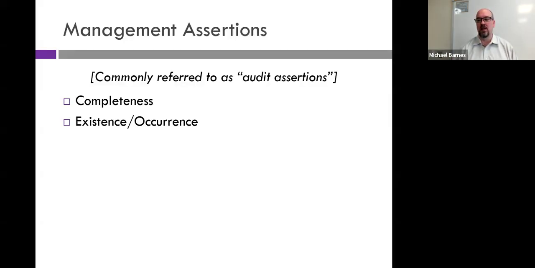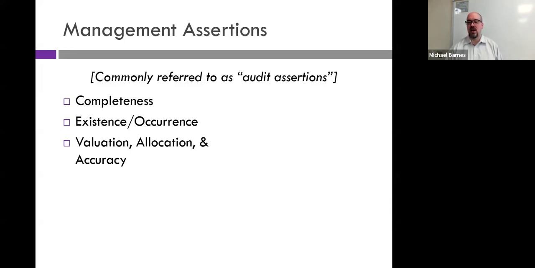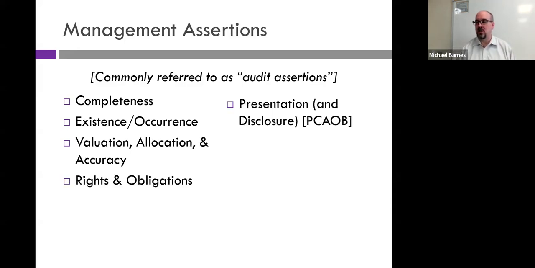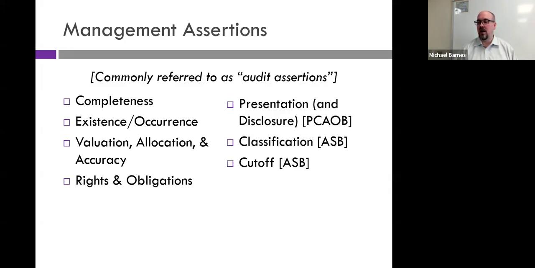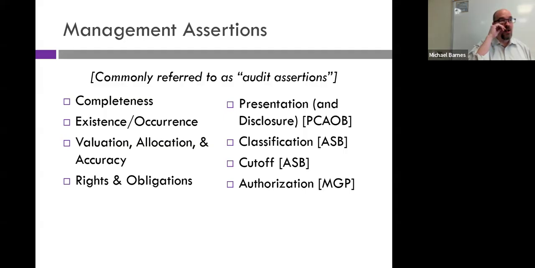So what are they? Completeness, existence, occurrence, valuation, allocation, accuracy, rights and obligations, presentation and disclosure, and classification, cutoff, and authorization. Now, you may notice that I've got some initials after these last few.